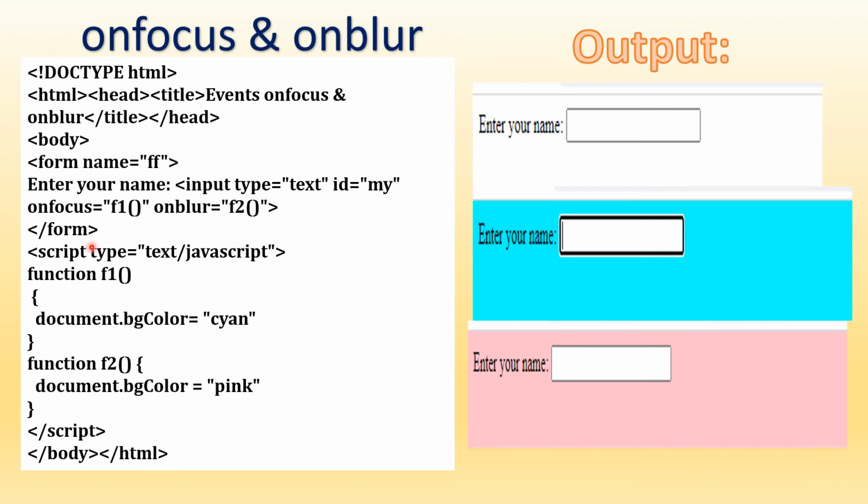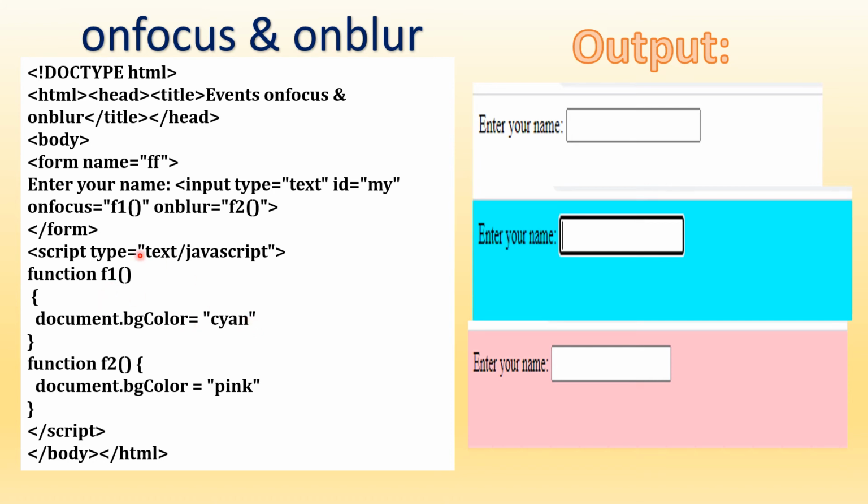So this is inside the form. Now, in the script I've mentioned the function F1. What is F1 doing? It is document.bgColor equal to cyan. That is the document background color. bgColor is a property, where C is capital. The background color should be turned into cyan.